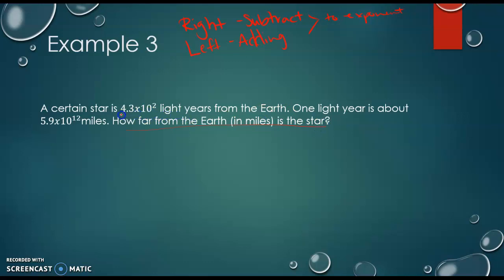All right, so we want to know how far from Earth in miles is the star. We know that a certain star is 4.3 times 10 squared light years from Earth, and 1 light year is about 5.9 times 10 to the 12 miles. So we need to take our light years times our miles, and that's what's going to give us our answer.